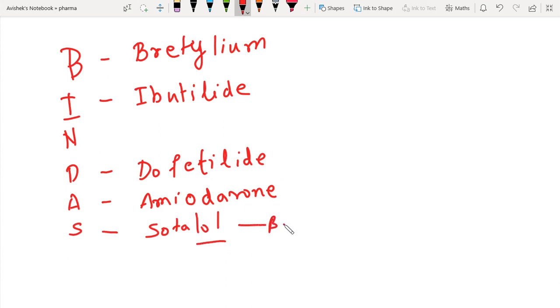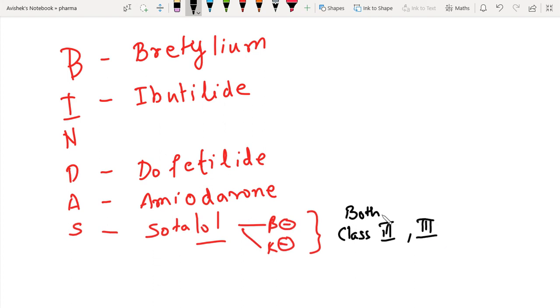See, -lol. So this is a beta blocker, also a potassium channel blocker, dual action. So this one is both class 2 and class 3. A few words about amiodarone. Longest half-life, more than 3 weeks.